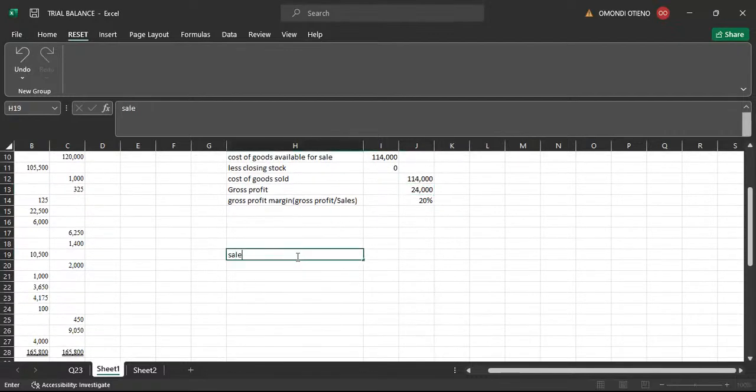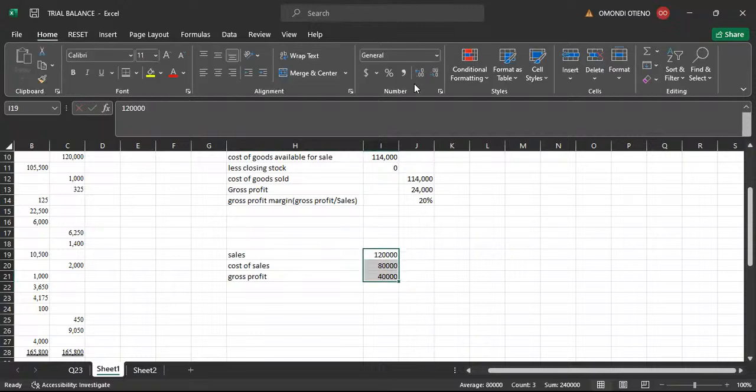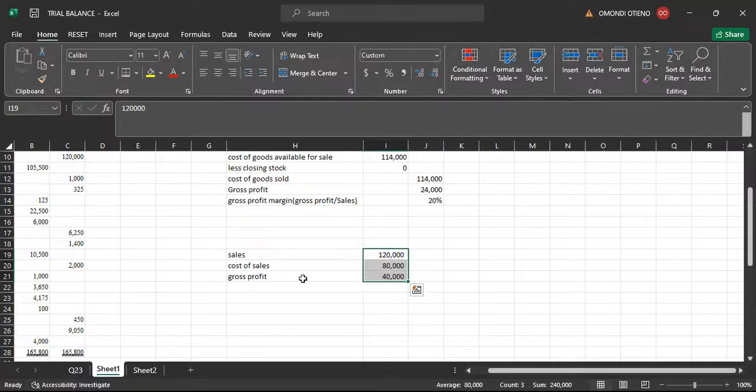We have sales. Let me make it simple. We have sales, then we have cost of sales. So our sales is 120,000. Our cost of sales is 80,000. Our gross profit will be automatically 120,000 minus 80,000 to give us 40,000. I believe we are now getting this. Sales minus cost of sales will give us gross profit, which means this cost of sales and the gross profit, if you add them together, they will give you the sales value.